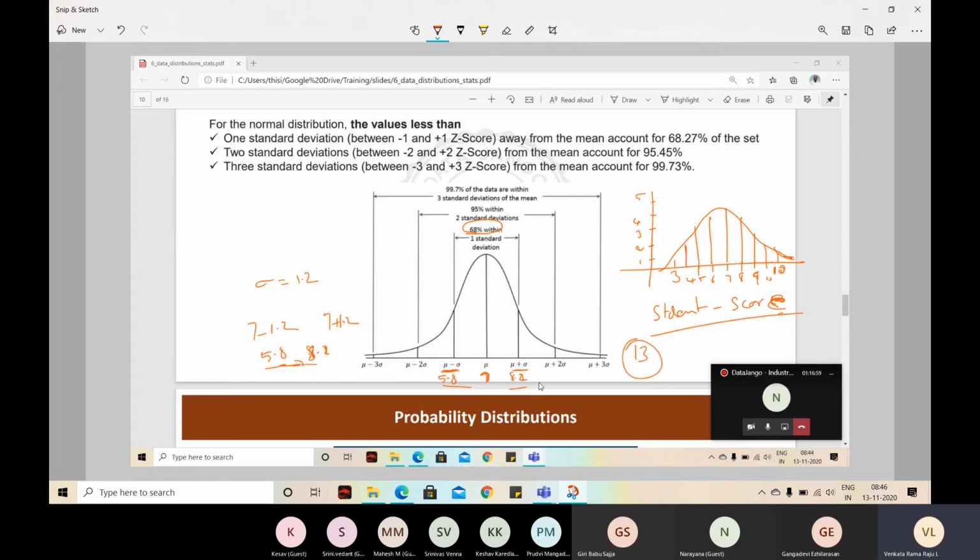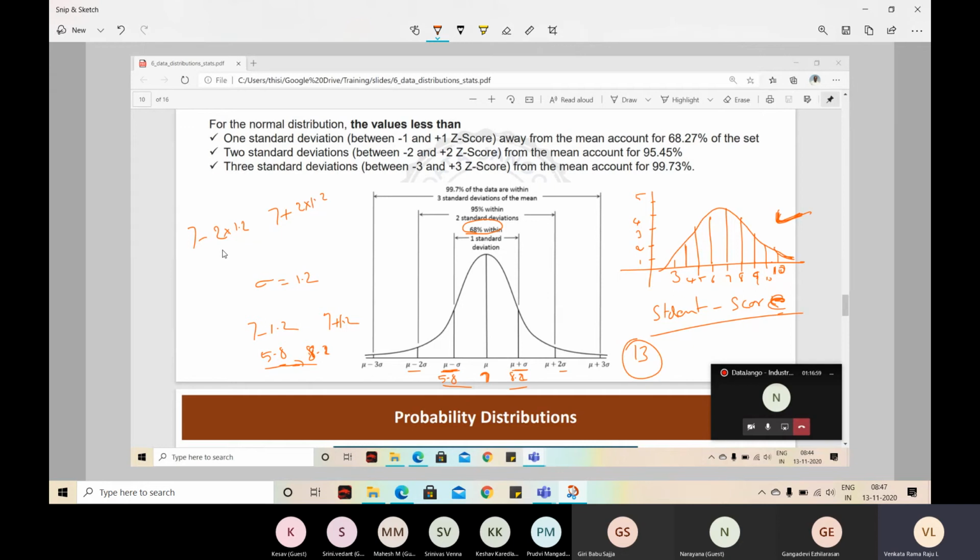68% of the data is going to be within 1 standard deviation when data is normally distributed, or approximately normally distributed also. 95% of the data is going to be within two standard deviations. What is two standard deviations? 7 minus 2 into 1.2, and 7 plus 2 into 1.2.